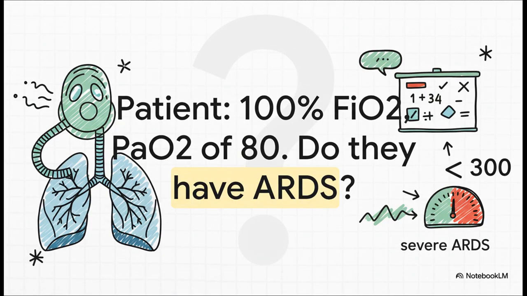So let's try it out. Your patient has a PaO2 of 80, and they're on 100% FiO2. The only trick here is you have to turn that FiO2 percentage into a decimal, so 100% becomes 1.0. So what's 80 divided by 1.0? It's 80. And is 80 less than 300? Oh yeah, this patient has severe ARDS. The math is really that easy.